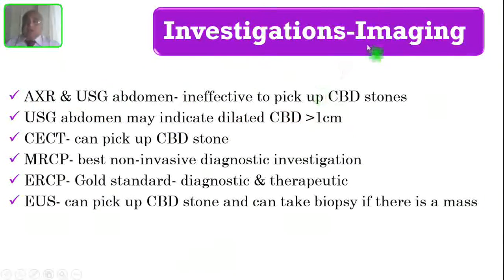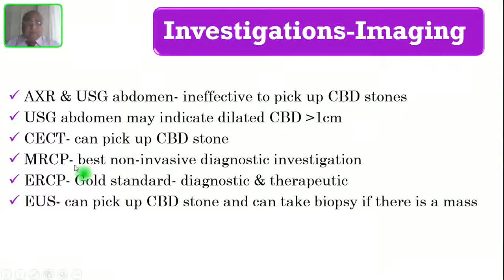So coming to the imaging investigation, you can do an abdominal X-ray, but only 10% of gallstones are radio opaque. The first investigation is an ultrasound abdomen, but it is very ineffective to pick up a CBD stone. However, if you do an ultrasound, they can say whether the CBD is dilated or not. If CBD is more than 1 centimeter, then you can do the MRCP or ERCP.